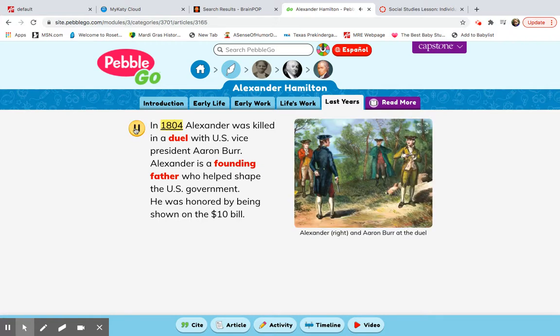In 1804, Alexander was killed in a duel with U.S. Vice President Aaron Burr. Alexander is a founding father who helped shape the U.S. government. He was honored by being shown on the $10 bill. All right, so he is also a founding father. History makers.